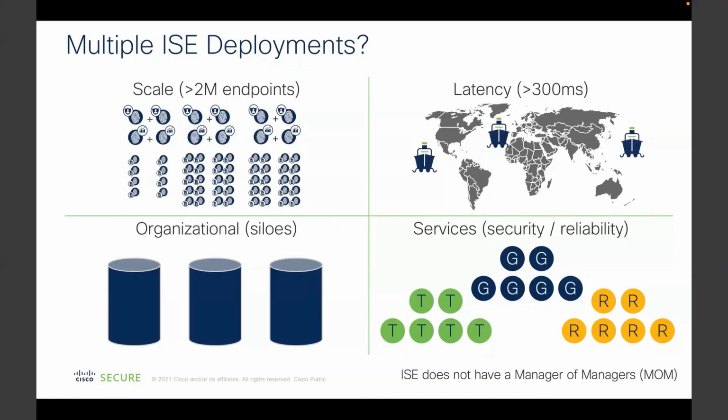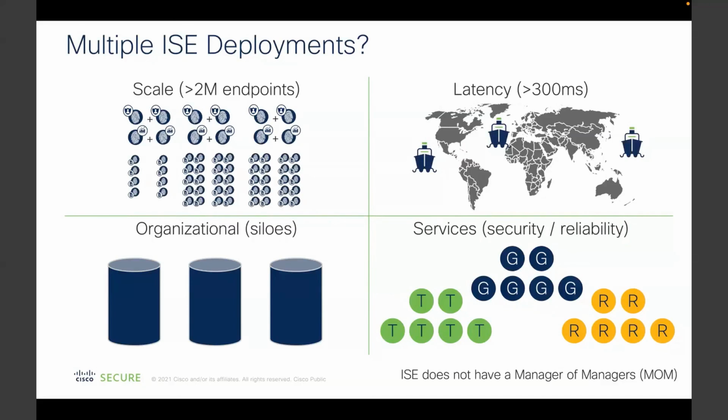So here you see the T stands for TACACS, the G means guest, and the R means RADIUS. So some customers want to divide their ICE deployments by the type of service. So they have one deployment just to handle TACACS traffic. They have another one for handling the general corporate RADIUS traffic, but then they have a totally separate ICE deployment just for guest because maybe they have a lot of guest services.